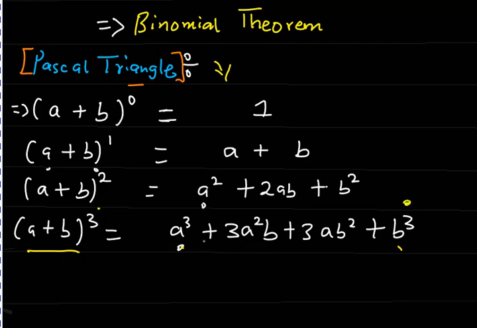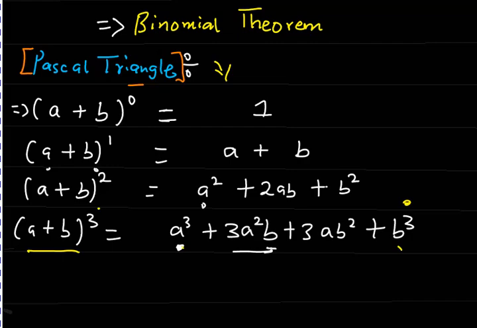Starting from the very first term here, a takes the highest power, which is a raised to power 3, then b takes the lowest, which is b raised to power 0. You know that b raised to power 0 is 1, and 1 multiplied by a raised to power 3 is still a raised to power 3. Then we'll go to the next term. The power of a reduces by 1, please pardon me. So a now reduces to 2, so that's a raised to power 2. Then b increases from 0 to 1.